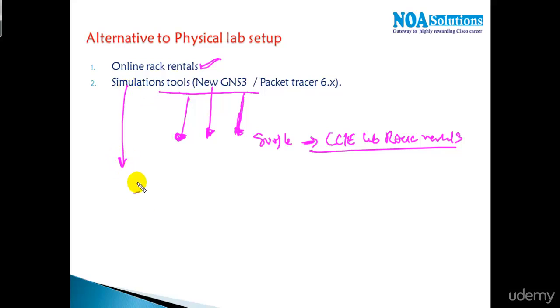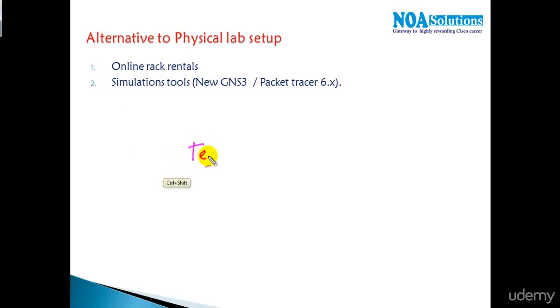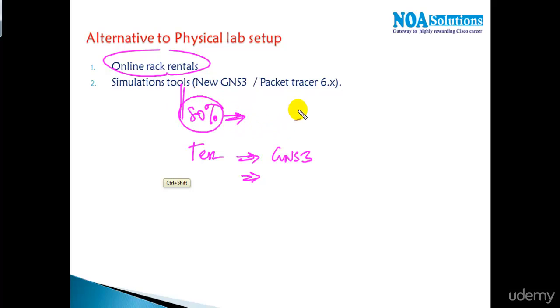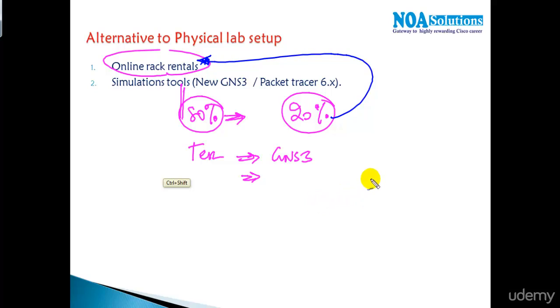Normally what I suggest you do is test most of the things on the simulation tools. That is something I do, either by using GNS3 or Packet Tracer. And whatever things you cannot test, you can go for online rack rentals. Mostly 80% of the things can be tested on the simulation tools, and the remaining 20% which cannot be tested there, you can go with some online rack rentals. That's something I have done and you can do. That is what I recommend, or you can set up your own rack. So these are the alternative options.